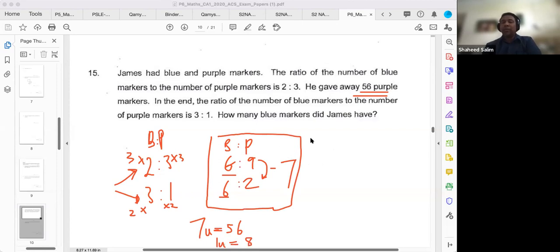If 1 unit is 8, you want to know how many blue markers are there? Well, there's 6 units. 6 times 8 is 48. How?